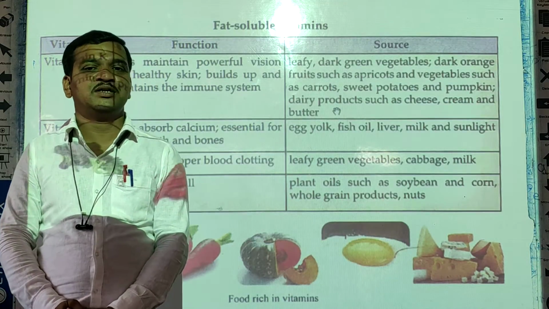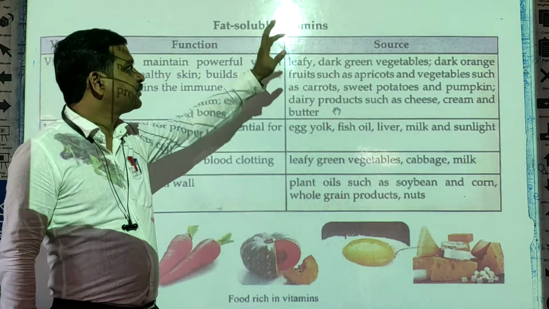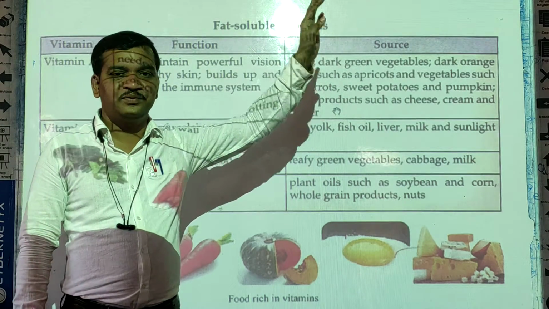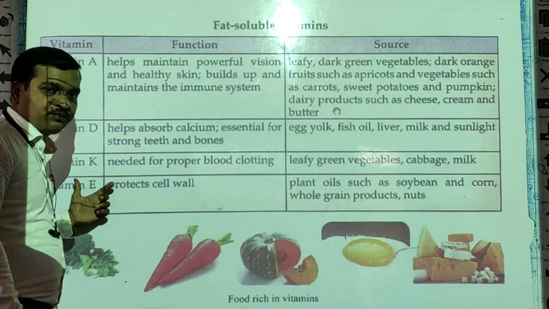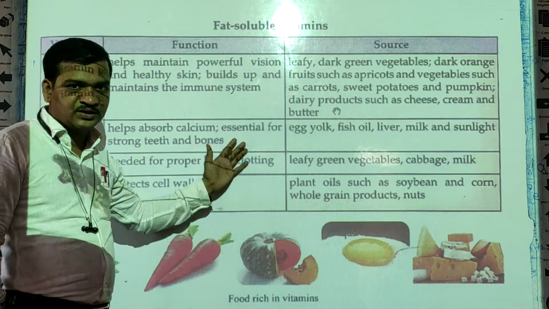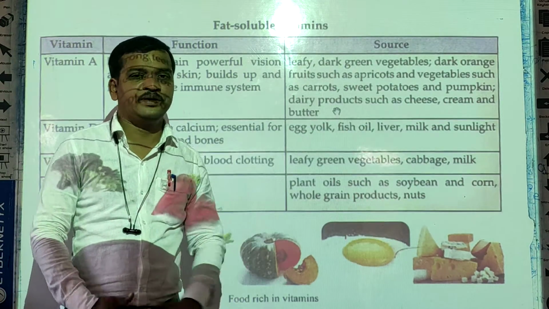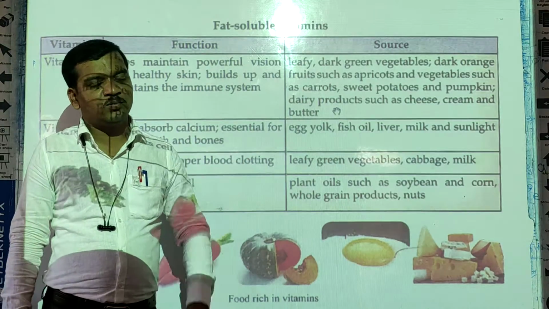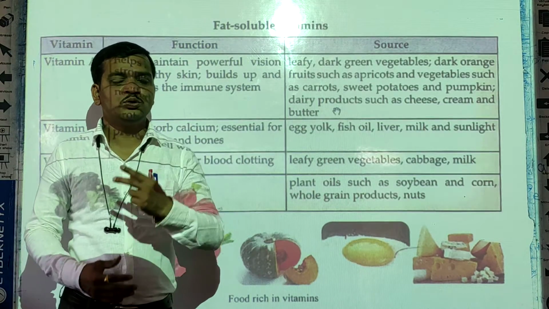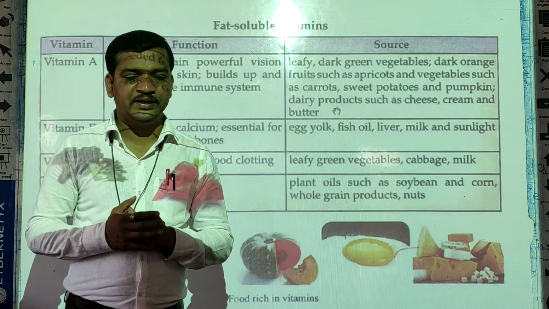Today we will see the two kinds of vitamins. The first is fat soluble vitamins. In that we will see the different kinds of vitamins, what their functions and sources are, and how we can get those vitamins. The second group is the water soluble vitamins. These two kinds of vitamins we will learn briefly today.